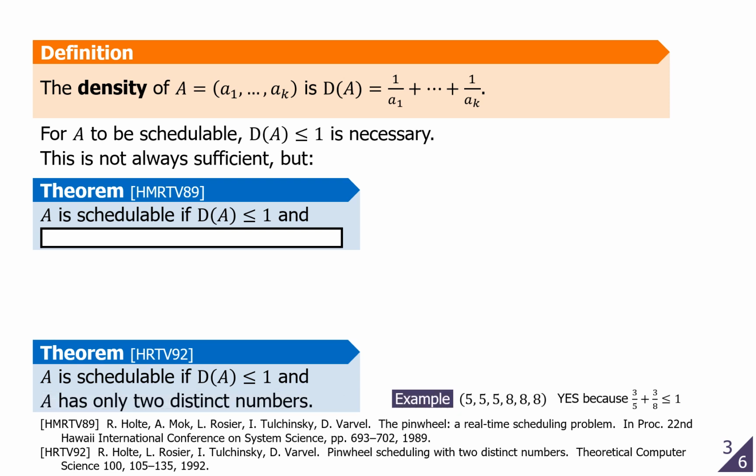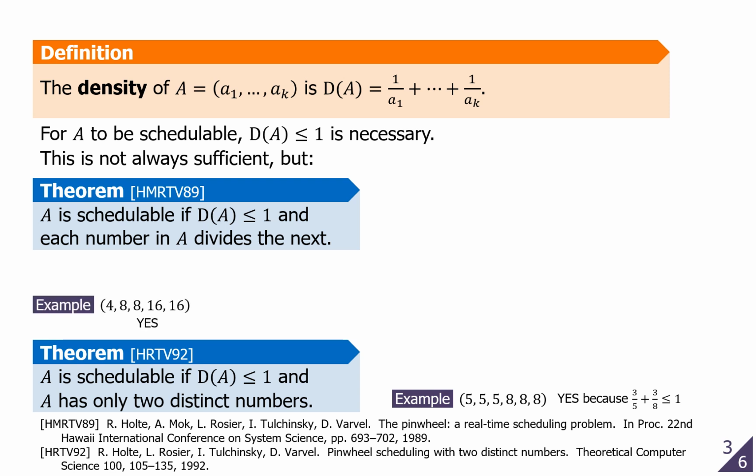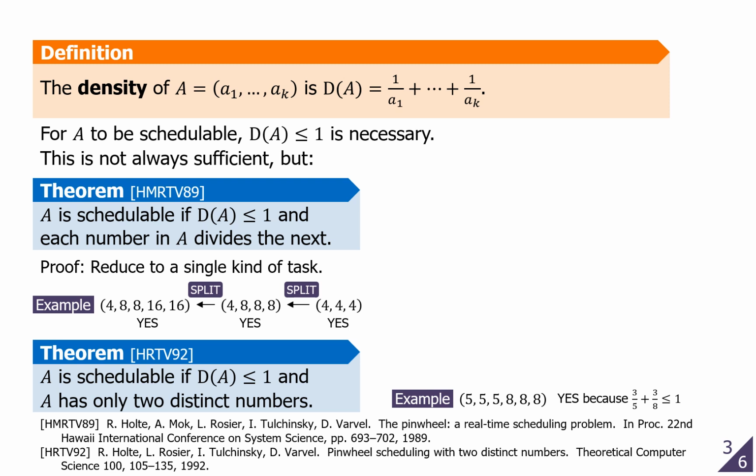Starting from the bottom of the slide, one such special case is when there are only two distinct period values. It's been shown that such an instance is schedulable unless its density exceeds 1. Another such special case, which is actually easier, is when each period is a multiple of the previous period, like this example. One way to see this is that such an instance can be obtained by the splitting operation I mentioned, starting from an instance with a single period value, like this 4, 4, 4, which is clearly schedulable as long as its density is less than 1.